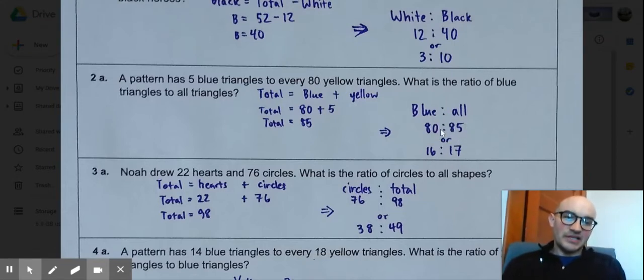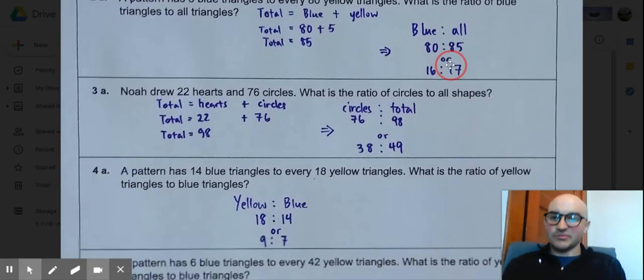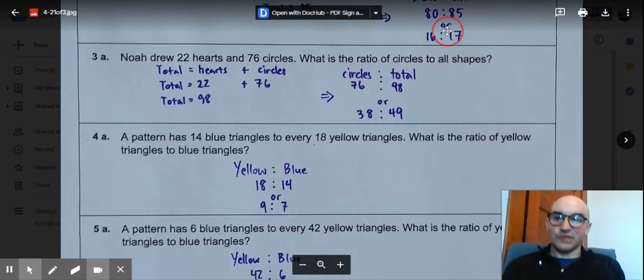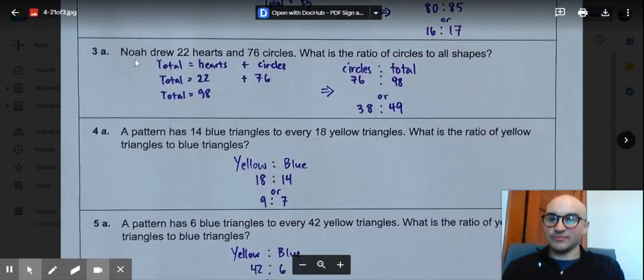But I can simplify this. 80 and 85 are both multiples of 5. 80 divided by 5 is 16, and 85 divided by 5 is 17. Okay, these are pretty straightforward, nice little review. This is stuff we did pretty recently in our classroom.